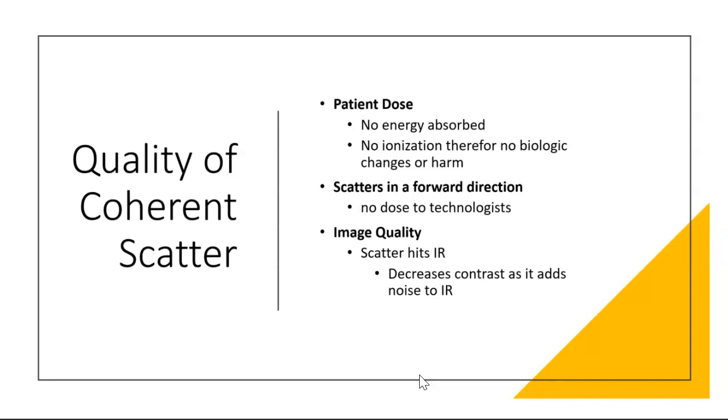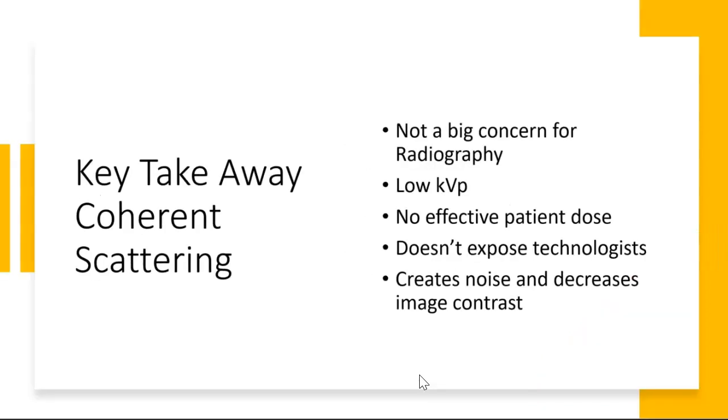With our image quality, unfortunately, this scatter does hit the image receptor sometimes. Most of the time it's just absorbed in the body. It's considered just dose. But when it does make it out of the patient, it will hit the IR and decrease our contrast and increase our noise. Noise is anything unwanted or a misrepresentation of the anatomy. So it decreases contrast and adds noise to our image. It does have negative effects, but they're pretty small.